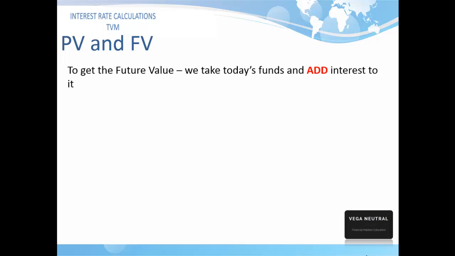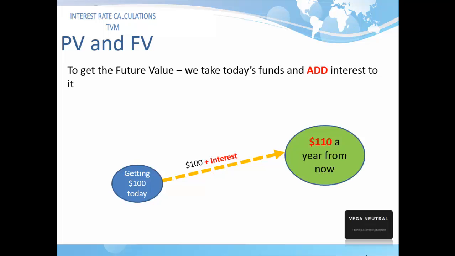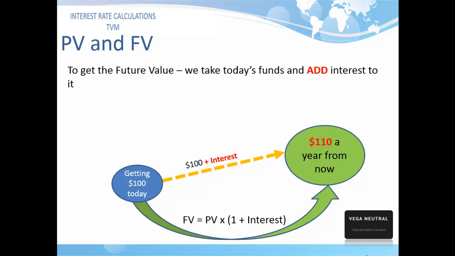So here's the reminder. To get a future value, we take today's funds and add interest to it to get a maturing value of 110 a year from now. The formula is the present value times 1 plus the interest rate.